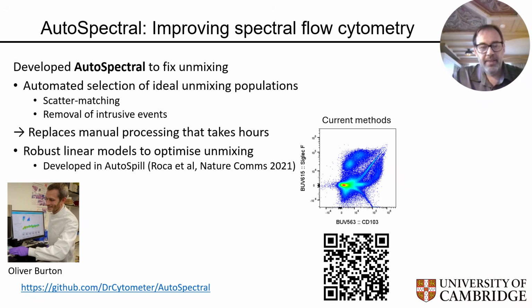So to do this, we've developed a program, AutoSpectral. It's not published yet, but there's a link here and a QR code. And there are multiple different aspects to AutoSpectral. Now, one thing that AutoSpectral does is it takes the place of a skilled flow cytometry analyzer. So it will do an automatic selection of the ideal unmixing populations. This involves scatter matching and removal of intrusive events.